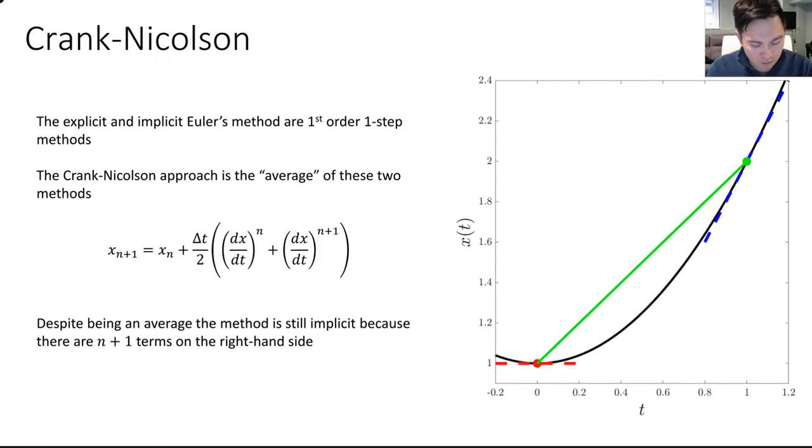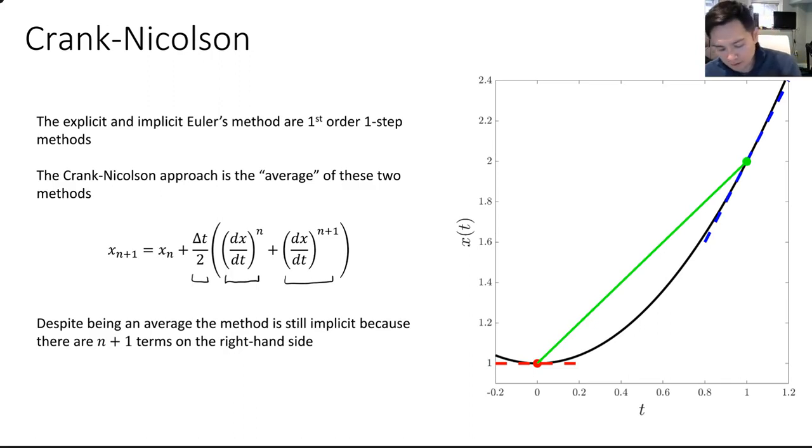So the explicit and implicit Euler's method were examples of a first step, first order method. The Crank-Nicolson, we can sort of think about, is the average of these two approaches. If we were to consider only our dx dt value evaluated at time index n, that would be our explicit Euler. If we were to evaluate only our dx dt at time index n plus 1, that would be our implicit Euler. But if we take the average of these two slope approximations, here we're dividing by that delta t by 2, taking the average of those two slope approximations gives us the Crank-Nicolson approach.